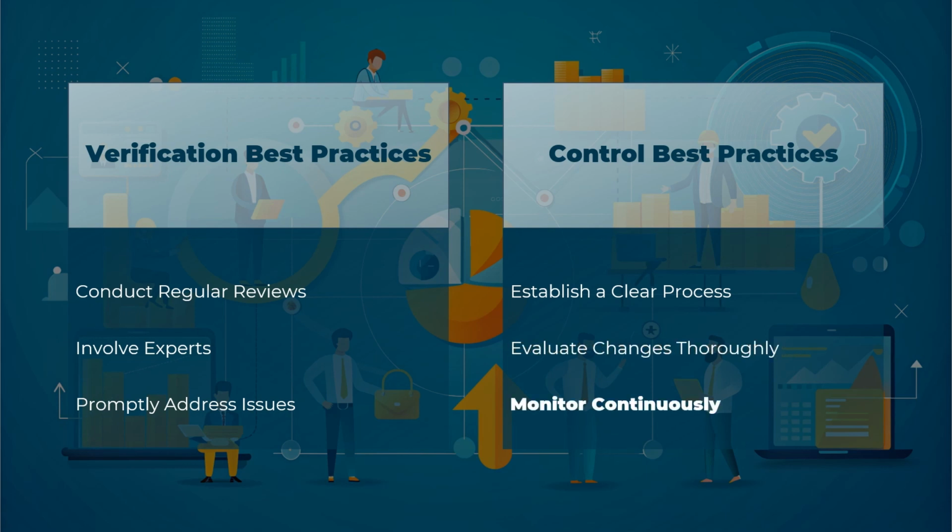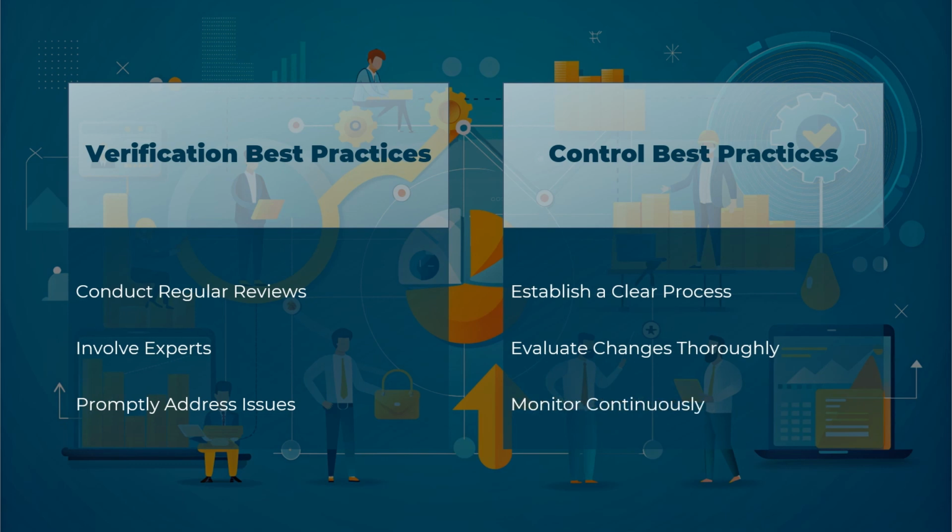Continuous monitoring is crucial for effective scope control. Regularly tracking the implementation of approved changes and the overall project progress helps in identifying any deviations early. Continuous monitoring ensures that the project remains aligned with its objectives and that any issues are addressed promptly.